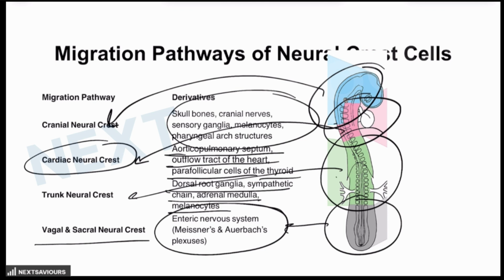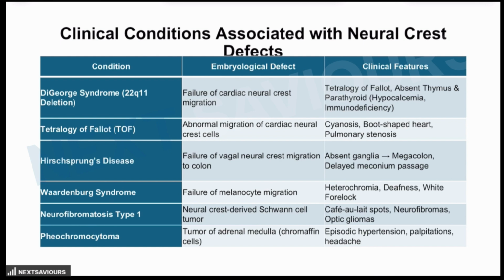But the questions are not asked on the anatomical identification. Rather, they are asked on the defective neural crest migration leading to severe congenital abnormalities. And what are those defects which are commonly kept in your question? One is DiGeorge syndrome, which obviously you are aware is because of the failure of the cardiac neural crest migration, leading to the features of Fallot's tetralogy, absent thymus, and the parathyroid.